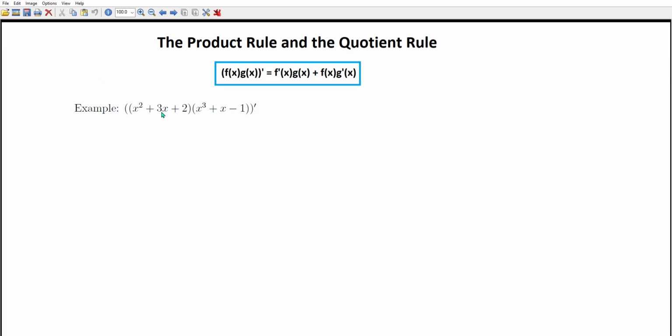So let's look at an example. The polynomial x squared plus 3x plus 2 times the polynomial x cubed plus x minus 1. And the product rule says it's the derivative of the first times the second plus the first times the derivative of the second. And what's left to do is to calculate those derivatives. The derivative of x squared plus 3x plus 2 is 2x plus 3. And the derivative of x cubed plus x minus 1 is 3x squared plus 1, and that's the answer.